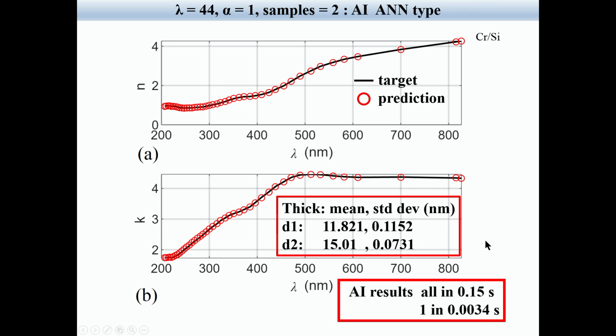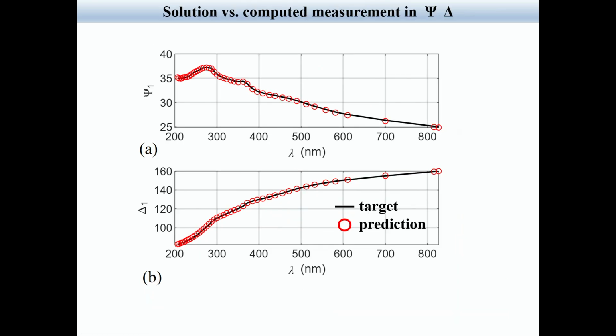So that's good. We can turn around now and say, well, what about psi and delta? How do they agree? And I do the same thing. I take the predicted values of n, k, d1, d2, feed them through the Maxwell equation, and get the circles and see how well they agree with what they should be. And they're really great. I think great.